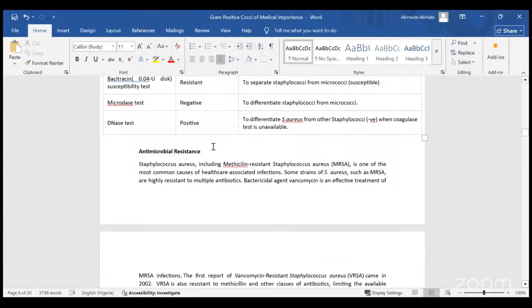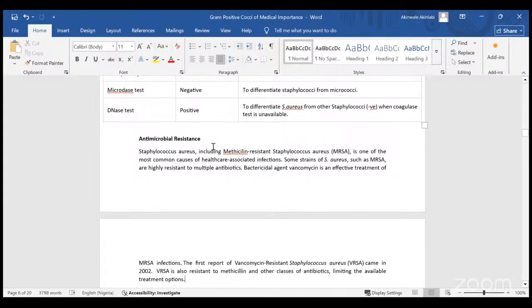Then Staphylococcus aureus, including methicillin-resistant Staph aureus, is one of the most common causes of healthcare-associated infection. Some strains such as methicillin-resistant Staph aureus are highly resistant to multiple antibiotics. Any Staphylococcus aureus they tag as methicillin resistant, before it can be resistant to methicillin, because methicillin is one of the drugs of choice for Staphylococcus aureus. That means that organism must have been resistant to so many antibiotics. That is why they said it is highly resistant to multiple antibiotics.